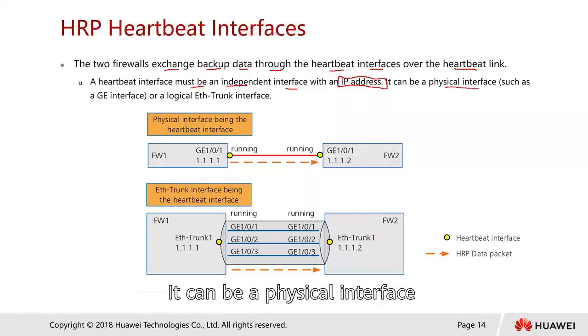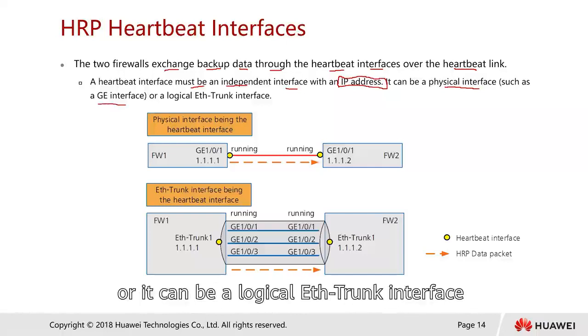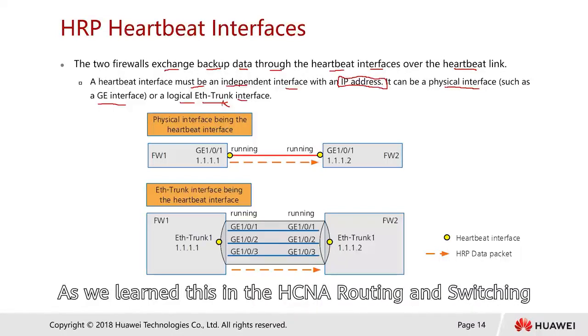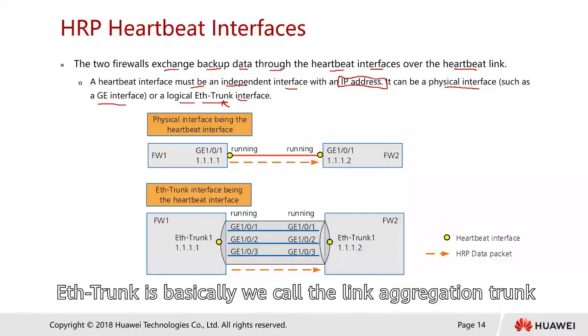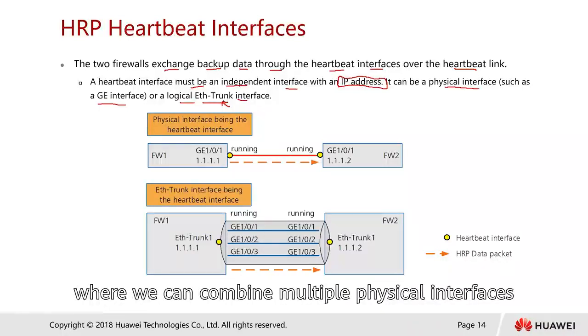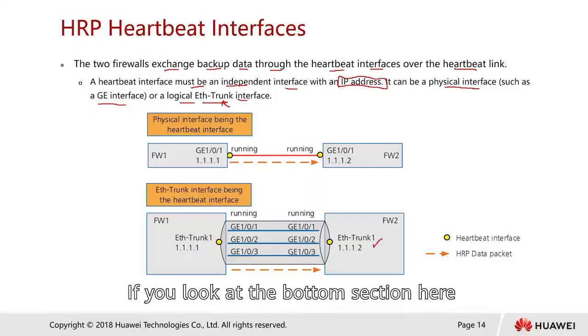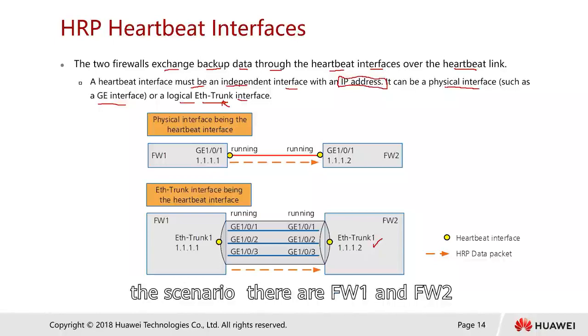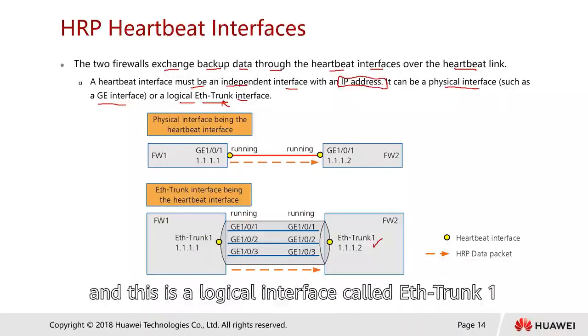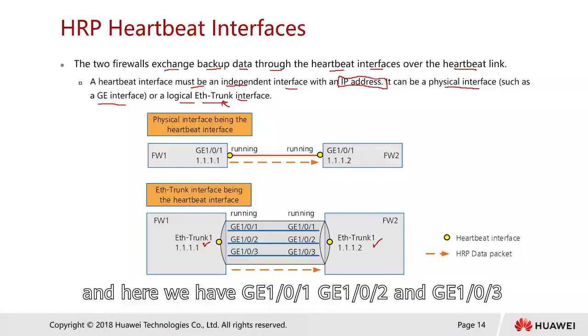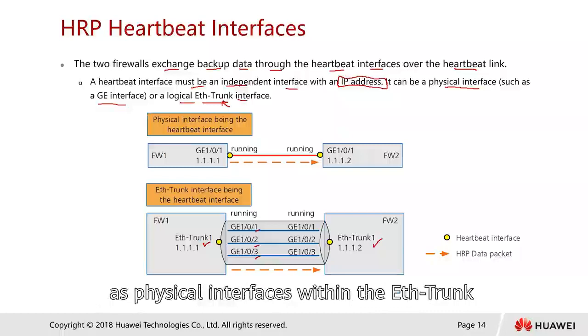It can be a physical interface, such as any gigabit interface, or it can be a logical Eth-Trunk interface. As we learned in HCNA routing and switching, Eth-Trunk is the link aggregation trunk, where we can combine multiple physical interfaces into one logical interface. In the example at the bottom, we have firewall 1 and firewall 2, a logical interface called Eth-Trunk 1, and gigabit 101, 102, and 103 as the physical interfaces within the Eth-Trunk.